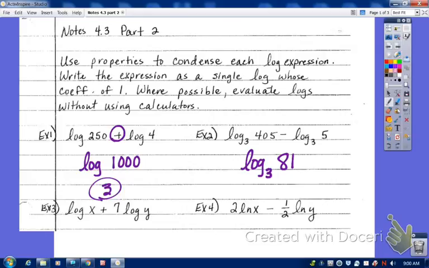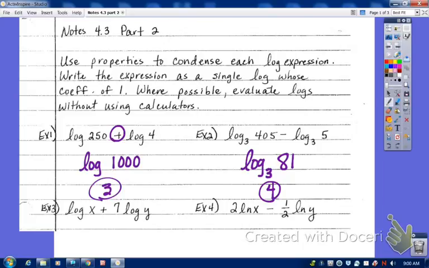And then you're going to ask yourself, 3 squared is 9, 3 cubed is 27, 3 to the fourth power is 81. So log base 3 of 81 simplifies to be 4. Okay? It's a lot better than log base 3 of 405 minus log base 3 of 5.